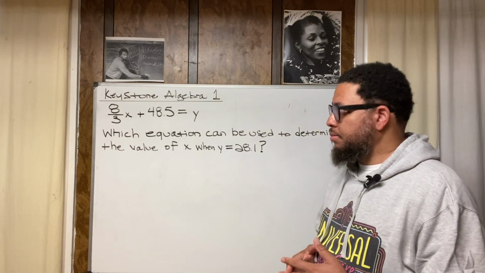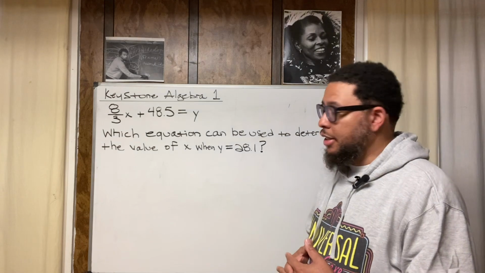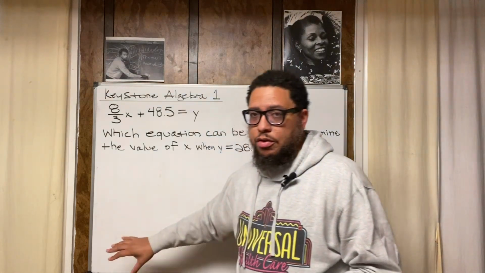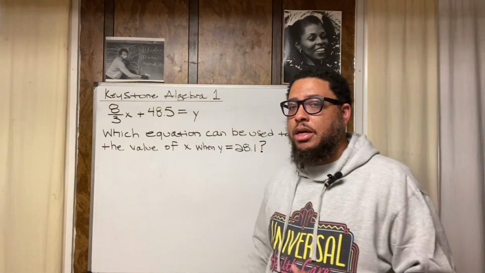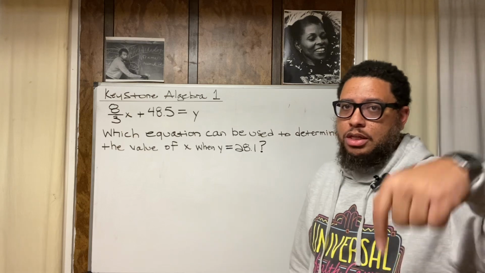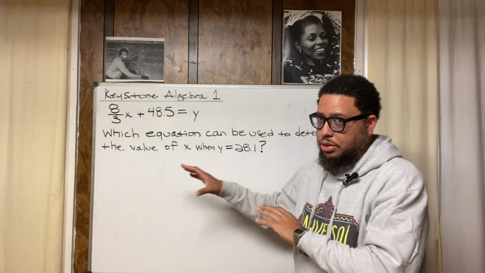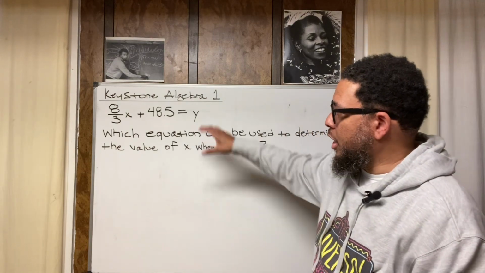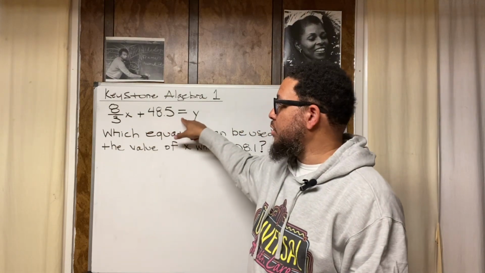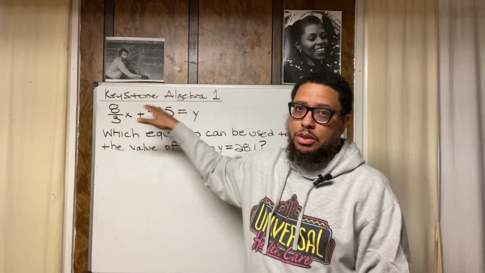All right, so let's look at what we have here. This actually was a multiple choice question, but I didn't want to crowd the board up with the multiple choice answers, right? But they should be under the video in the description, the actual multiple choices. All right, so we start out with this equation right here: 8/3 x plus 48.5 is equal to y. That's the equation we start out with.